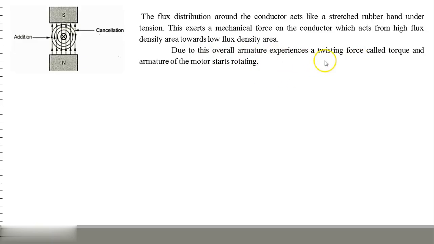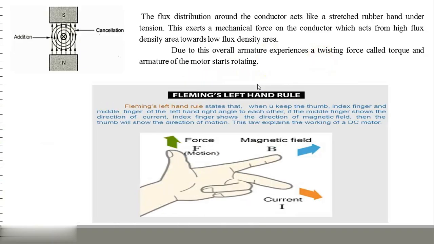Due to this, overall armature experiences a twisting force called torque, and the armature of the motor starts rotating. To know or to understand the direction of magnetic field, direction of motion of the conductor, and the direction of current, we have to know about Fleming's left hand rule.